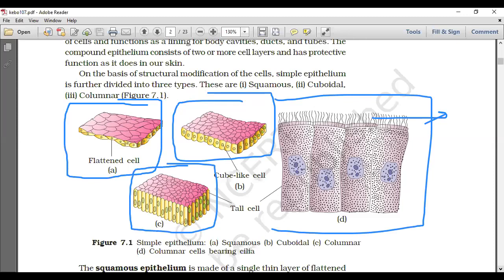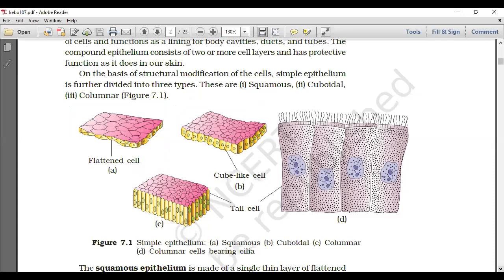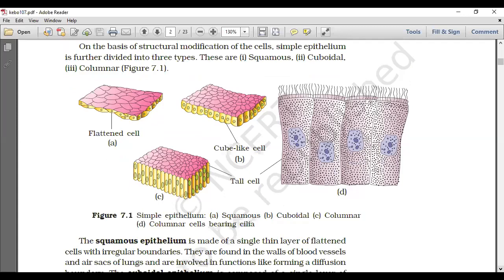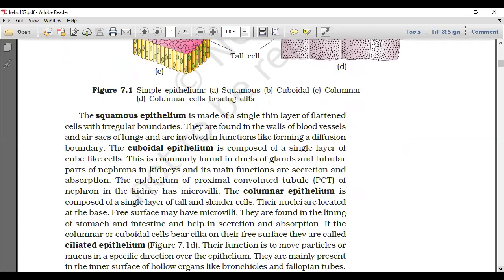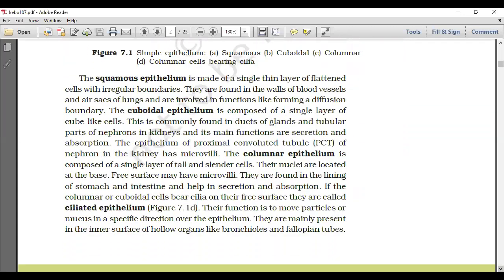So, number one, simple squamous epithelium. Number two, simple cuboidal epithelium. Number three, simple columnar epithelium. And four, simple ciliated columnar epithelium. The diagrams are very important from the NEET examination point of view. The diagram will be given and they'll ask which epithelium this is.